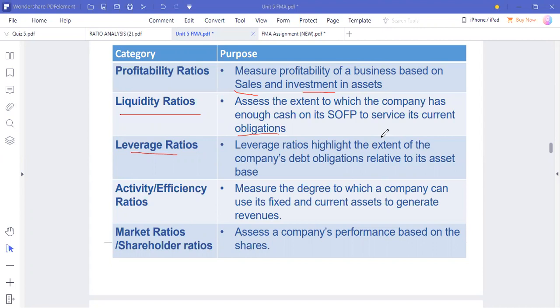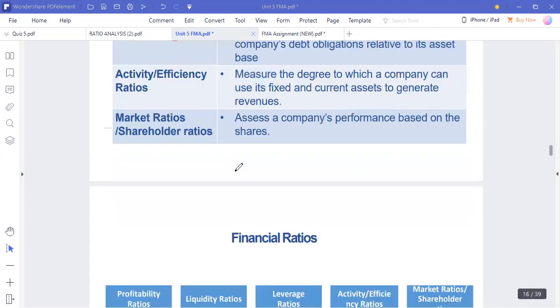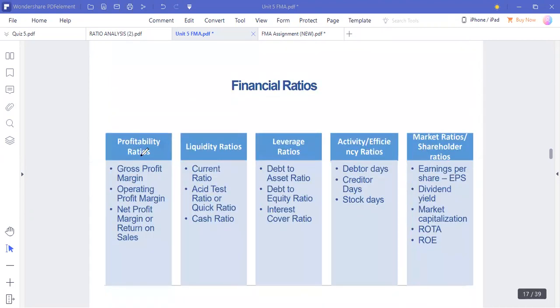And also, we need to understand the examples that are found in each of these ratios. So under profitability ratios, we have what we call the gross profit margin. We also have what we call the net profit margin. We also have what we call the operating profit margin. We also have the return on assets and return on capital employed.